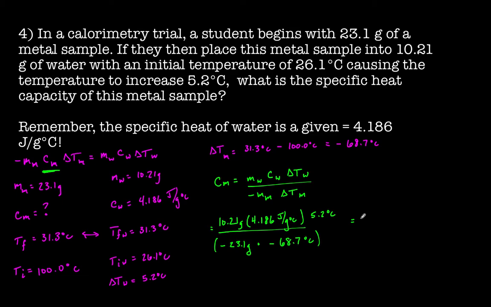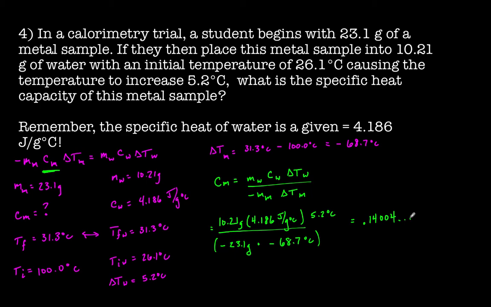Of 10.21 times 4.186 times 5.2 divided by negative 23.1 times negative 68.7, close parentheses, 0.14004, and then numbers, numbers, numbers.